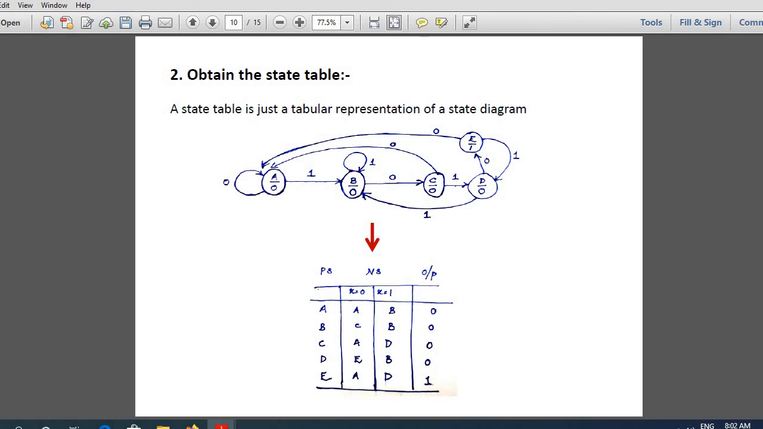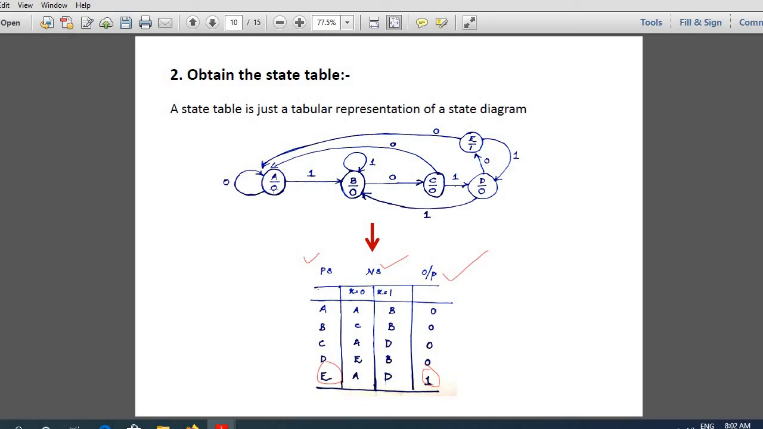Now what is the next step? Obtaining the table form, the state table. So you write the present states, you write the next states for each of the input combinations, and you write the output separately. For each of the states your output is 0 except for state E, where the output goes to 1. So these two you can write immediately.